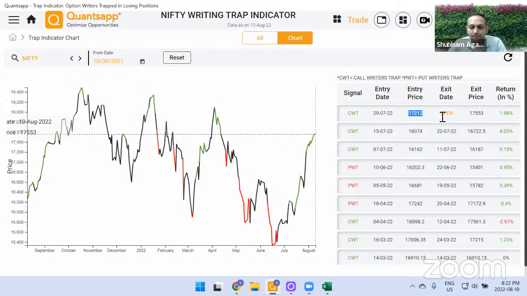And even till now, we have that kind of a situation where the call writers are trapped and they're consistently shifting their position. And that is why it is showing that the trade is still open and it is already making about 2% return in this signal.